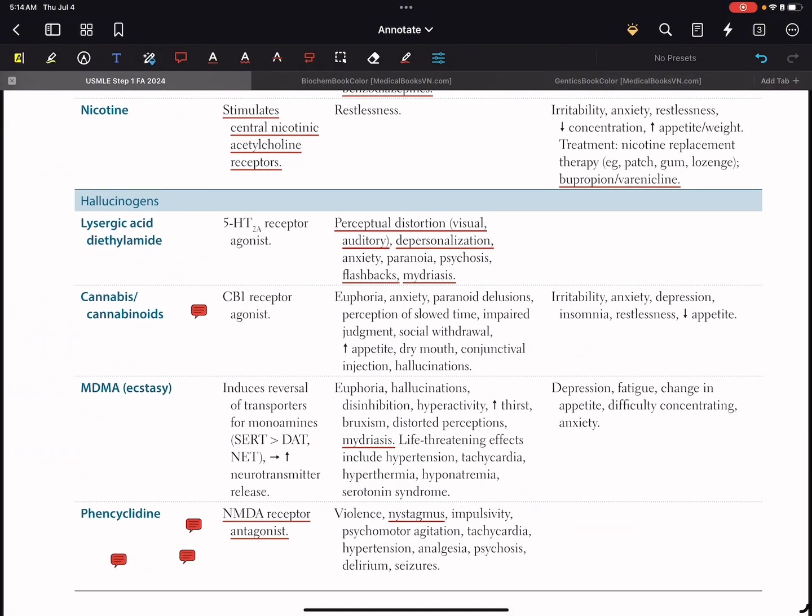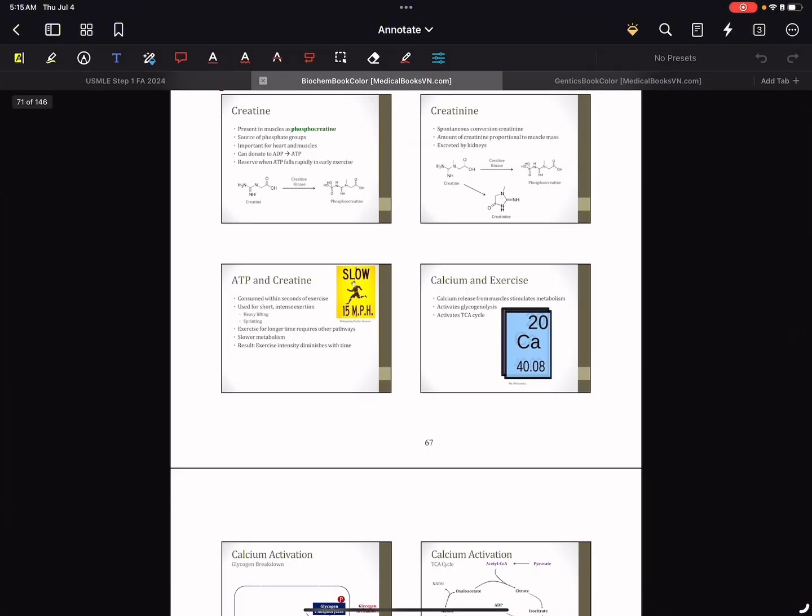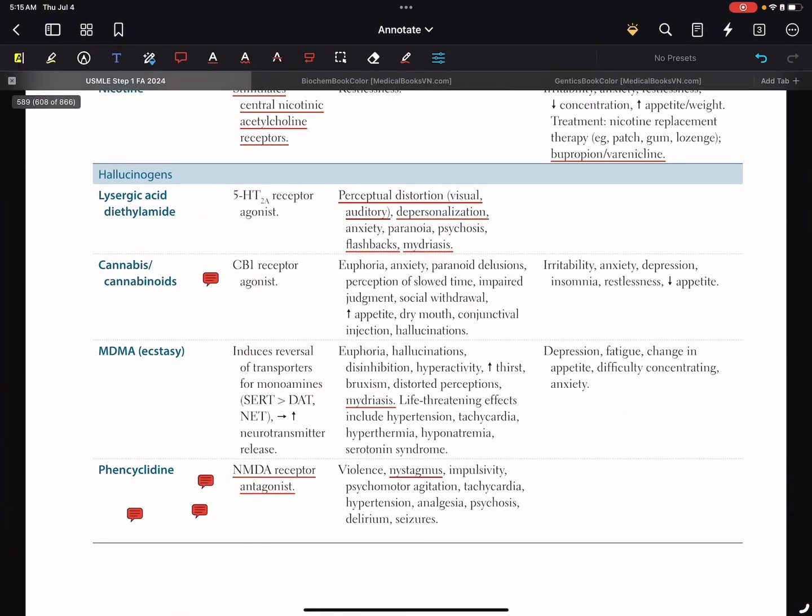Cannabis, cannabinoid. This is a CB1 receptor agonist. It causes euphoria, anxiety, paranoid delusions, perceptions of slow time, impaired judgment, social withdrawal, increased appetite, dry mouth, conjunctival injection, hallucinations. When we have the withdrawal, it will cause irritability, anxiety, depression, insomnia, restlessness, and increased appetite.